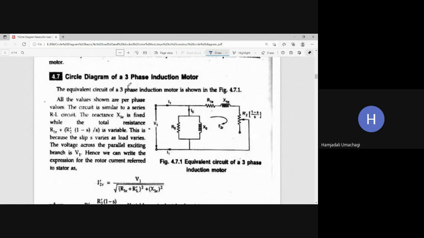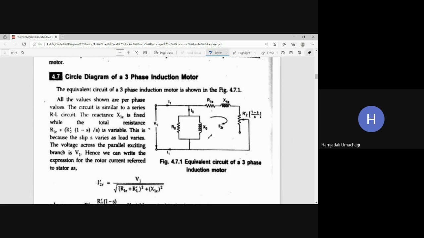The equivalent circuit of the three-phase induction motor is shown in figure 4.7.1. This figure represents the equivalent circuit of the three-phase induction motor, where we have input voltage V1, the stator voltage, stator current I1, then the no load magnetizing current I0, and R0, X0 are the no load magnetizing branch resistance and reactance, followed by the equivalent resistance and equivalent reactance referred to the stator side, and this is the mechanical load R2 dash into 1 minus S upon S.